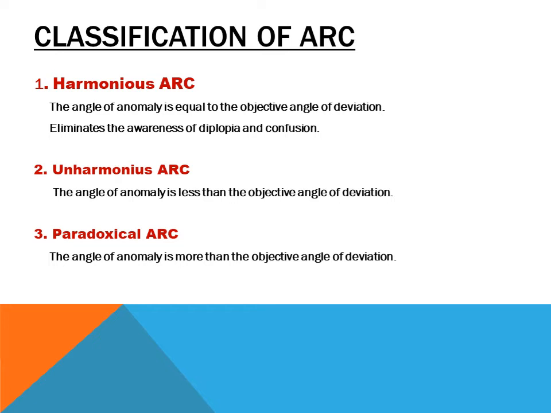In unharmonious ARC, the angle of anomaly is less than the objective angle of deviation because there are two values we are getting. Here the subjective angle of deviation is not 0. That means the patient is not able to fuse the images without the help of the prism. So therefore, the angle of anomaly becomes less than the objective angle of deviation, and we say that unharmonious ARC is present here. And in paradoxical, the angle of anomaly is more than the objective angle of deviation.